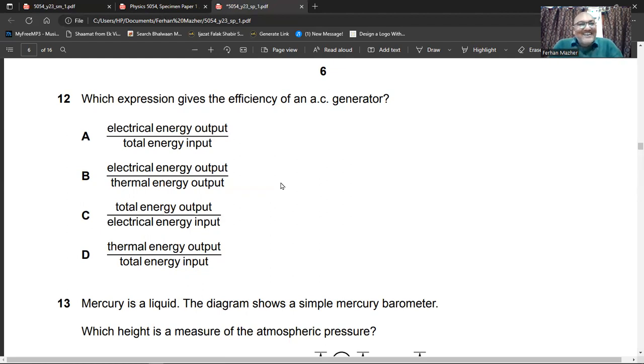A is the right answer. B, electric energy output divided by thermal energy output, that's wrong. Total energy output divided by electric energy input, that is also wrong. Thermal energy output divided by total energy input. Thermal energy is not the main theme of the generator. The main work of the generator is to produce electricity. The heat produced is a waste of energy. So electric energy output divided by the total energy input, A is the right option. Question number 12, A is the right option.